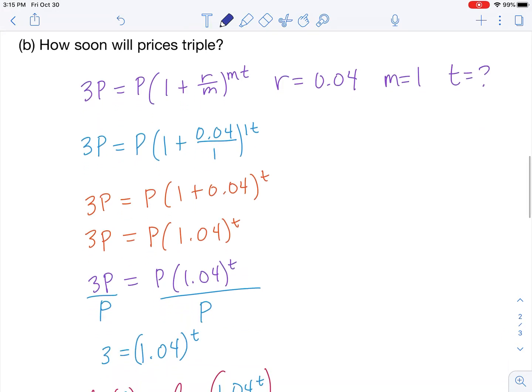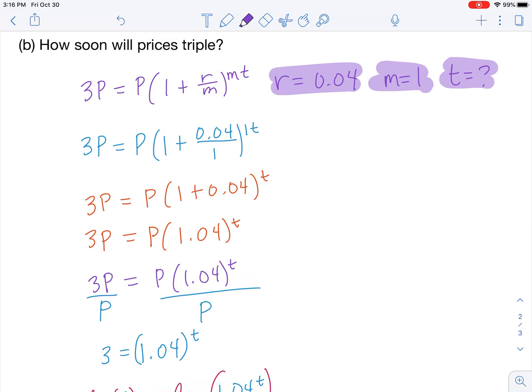So for part B, we want to know how soon will prices triple. So instead of multiplying principal times 2, as in the previous problem, to get the principal to double, now we're trying to get the principal to triple. So instead of 2, I have a 3 multiplied times p, because to triple something means to multiply it times 3. We're using the same rate and the same number of periods per year as we did for part A. And again, we're looking for t.